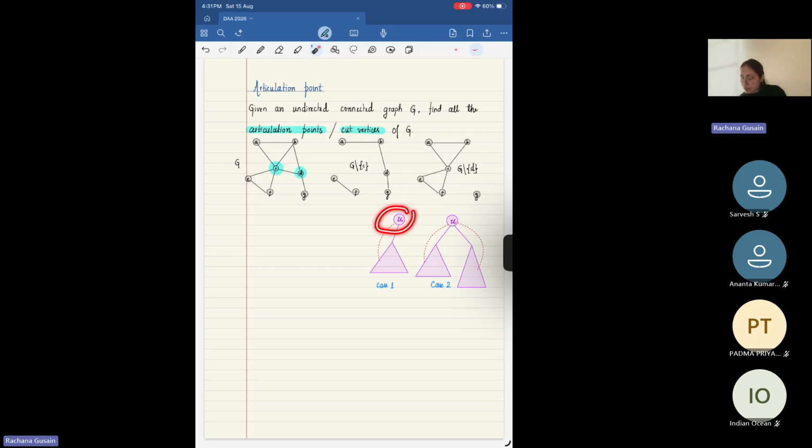Here, if I remove U, I will still have just one component, because a subtree is a connected component, right? That is how you define a tree. It must be a connected graph. That is one property of a tree. So the first observation is, root is a cut vertex if and only if it has two or more children. So that is our first key property. The root node is a cut vertex if and only if it has two or more children.